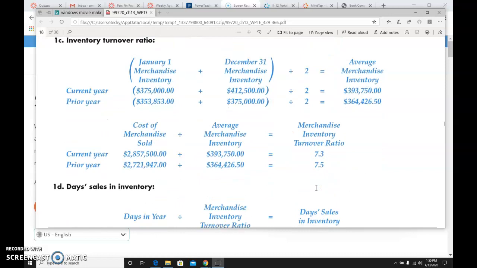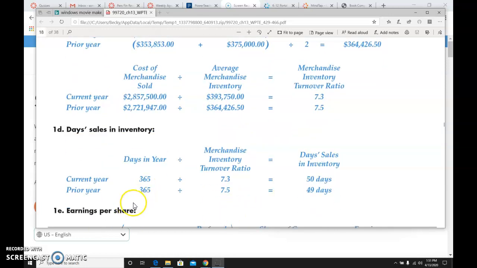And then there's your inventory turnover ratio. Again, taking the average by going on the first day and the last day divided by 2. Take cost of merchandise sold from the income statement divided by the average to get the turnover. And then we take 365 days divided by that turnover ratio to get 50 days.